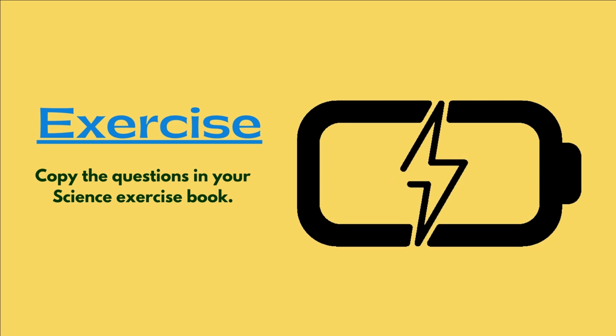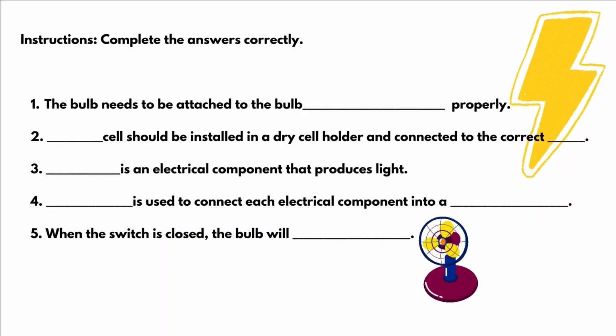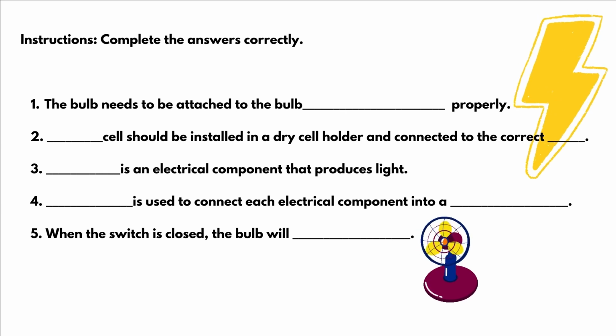Exercise. Copy the questions in your science exercise book. Instructions: Complete the answers correctly. Question 1. The bulb needs to be attached to the bulb holder properly. Question 2. Dry cell should be installed in a dry cell holder and connected to the correct terminals. Question 3. A bulb is an electrical component that produces light. Question 4. Wire is used to connect each electrical component into a circuit. Question 5. When the switch is closed, the bulb will light up.